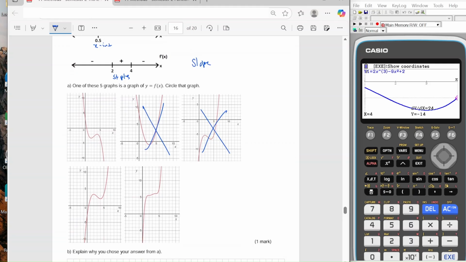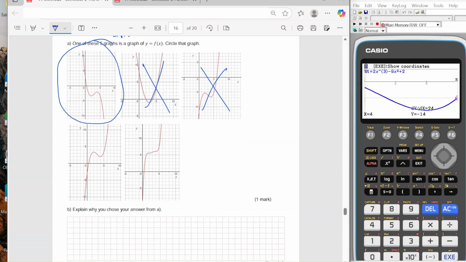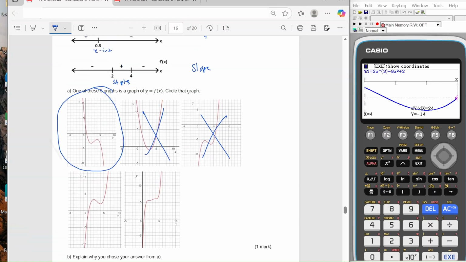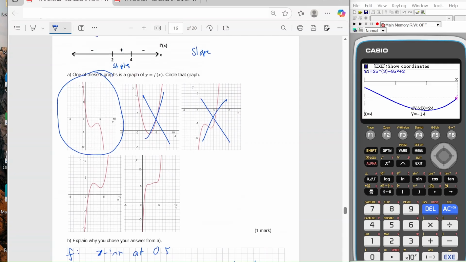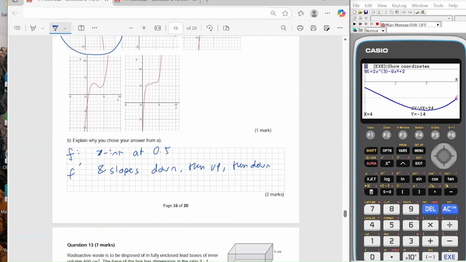And we're also looking for a graph which goes down and then up and then down. So it should be that one. Okay, so it's got an x-intercept at 0.5 and it slopes down, then up, then down. So that's from F and that's from F dash. And that's enough information to tell we get it right. Okay, so that's how we do that one there.